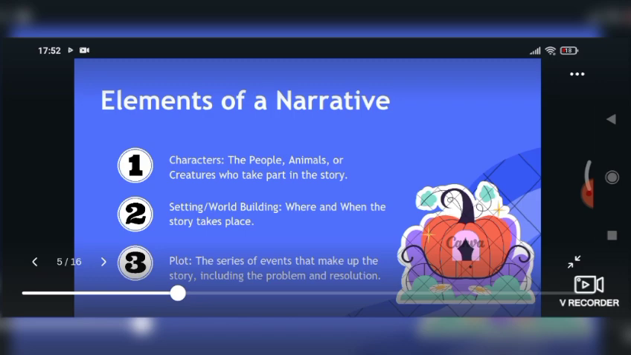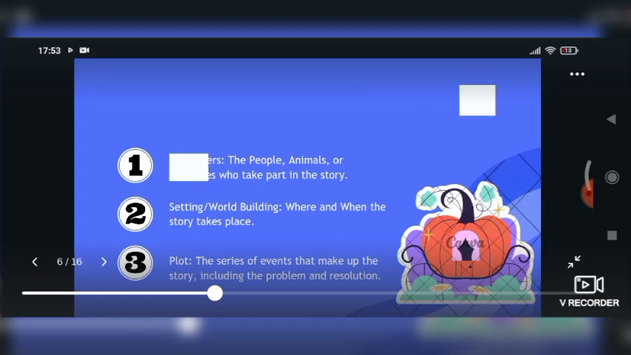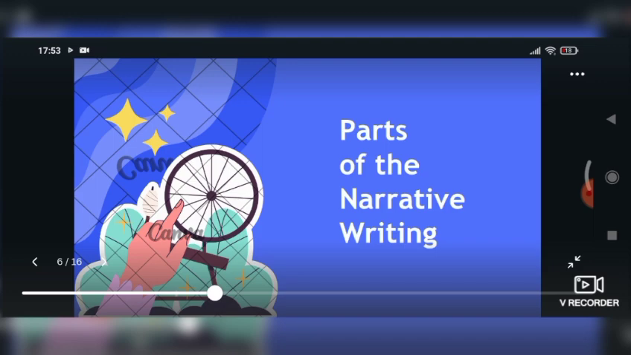Students, here are the elements of narrative. One is the characters, like the people, animals, or creatures who take part in the story. Second is the setting or world building, where or when the story takes place. So basically, the place where the story takes place. And last is the plot. It's the series of events that make up the story, including the problem and resolution. And the next, okay, so we are in the parts of narrative writing.